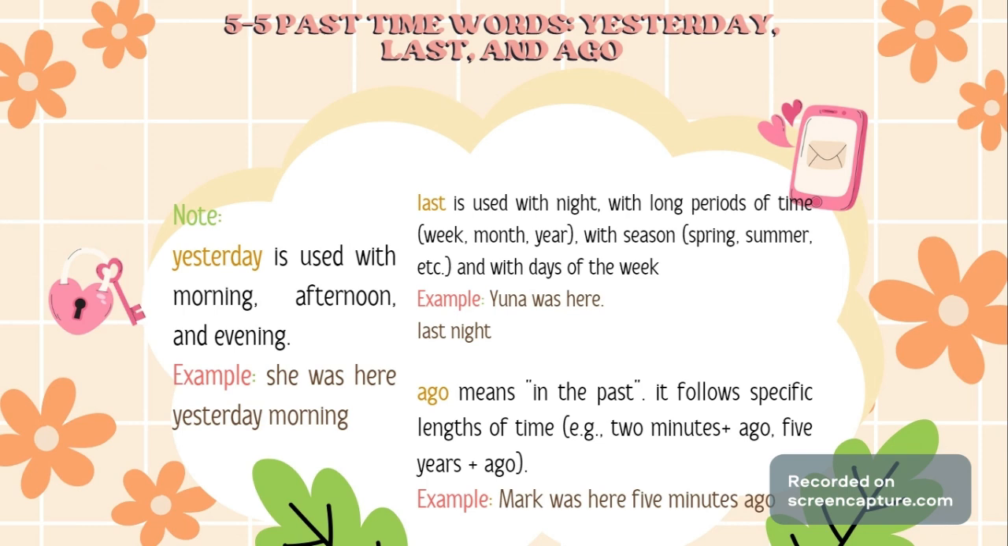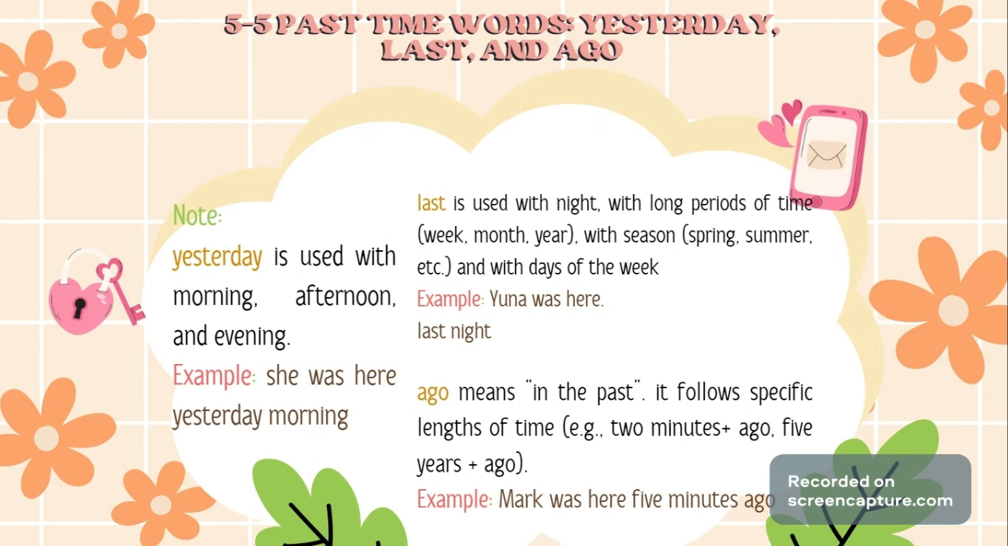Note, yesterday is used with morning, afternoon, and evening. For example, she was here yesterday morning. And last is used with night, with long periods of time, week, month, year, with season, spring, summer, and fall, and with days of the week. Example, Yuna was here last night.